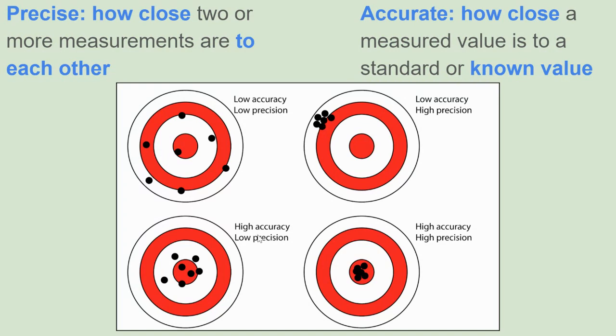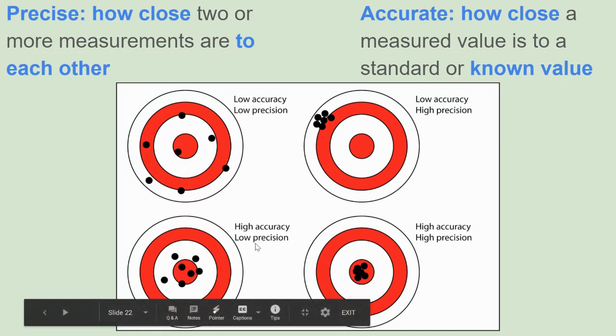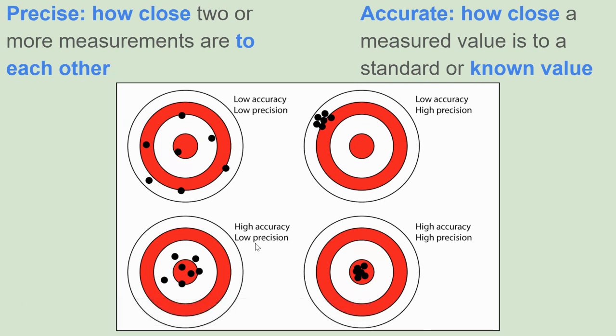In this example here, you have high accuracy. Most of your data points there are close to the bullseye, which is the known value, but you have low precision because your data points are a bit spread out. Finally, over here, you have high accuracy and high precision. It's high accuracy because all the data points are right at the bullseye, the known value. It's precise because all the data points are right next to each other.